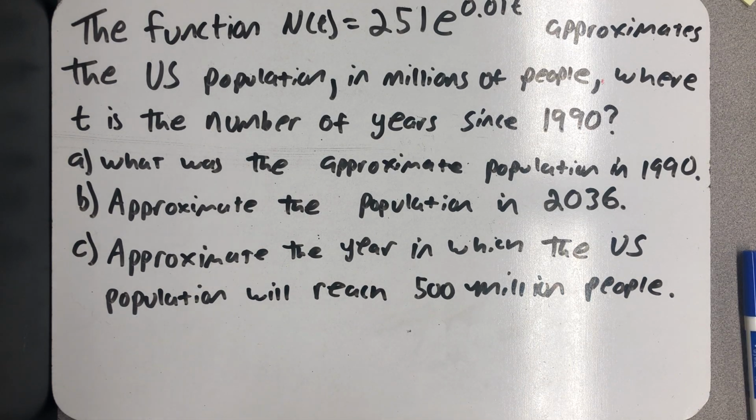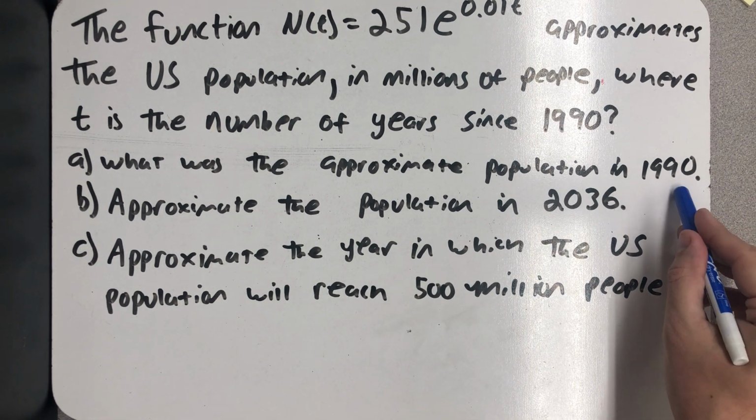The function N of t equals 251 times e raised to the 0.01t approximates the United States population in millions of people, where t is the number of years since 1990. And here we have three questions. A, what was the approximate population in 1990?